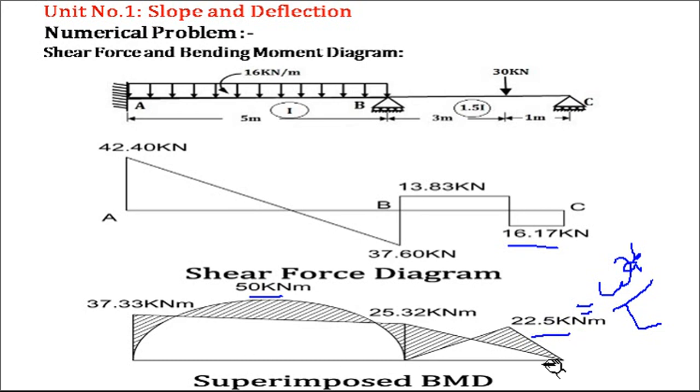Okay, join it by the straight line as there is point load. Here you have to join by the second degree curve. Okay, so by joining this we will get the superimposed bending moment diagram. Okay, these are the shear force diagram and this is the superimposed bending moment diagram for the given continuous beam. Okay. Thank you.